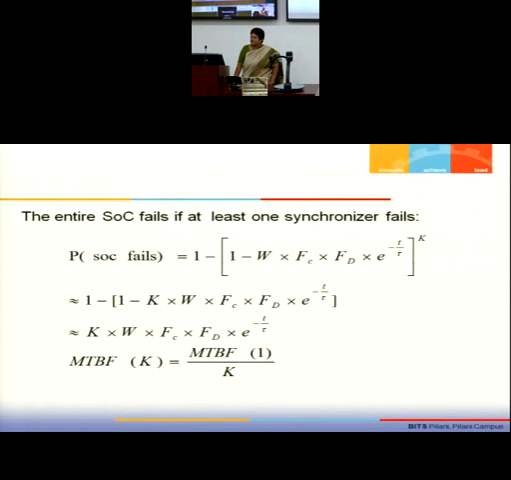What's the MTBF of such a system where you have K synchronizers over there? What's the probability the system will fail? Because if any one of them fails, the system will fail. So a little bit of manipulation with the previous result to arrive at a generalized expression for my MTBF. Okay.